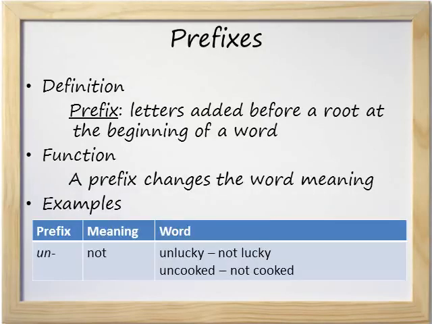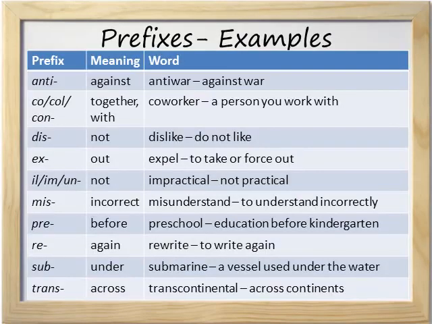Let's talk more about prefixes. Again, the definition of a prefix is letters added before a root at the beginning of a word. The function of a prefix is that it changes the word meaning. Here are a few examples. The prefix un means not. So, the word unlucky means not lucky. The word uncooked means not cooked.